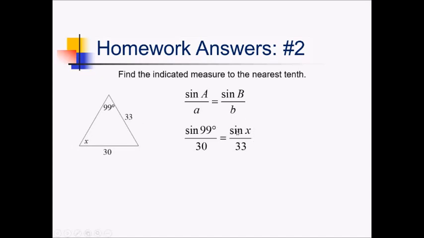So let me first isolate sine of x. To do that, I just have to multiply both sides by 33. So I have sine of x equals 33 sine of 99 over 30. And at this point, I'm going to have to take sine inverse of all this stuff on the right to get x. So let's do that on the calculator.